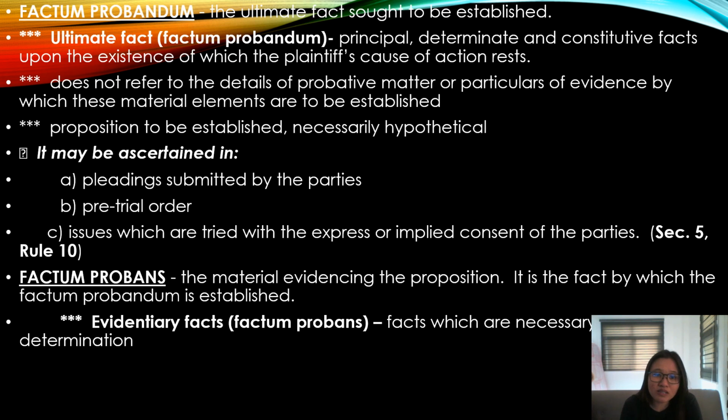Ang factum probans naman, the material. Okay? Material evidencing the proposition. It is the act by which the factum probandum is established. Ayan na yung material, yung ebidensya mo, yung nakikita. Okay, evidentiary facts or factum probans, facts which are necessarily in determination. Yan ang ibig sabihin or yan ang pagkakaiba ng factum probandum, factum probans. Okay, ang factum probandum tinatawag din siyang ultimate fact, and factum probans tinatawag din siyang evidentiary facts. Okay?